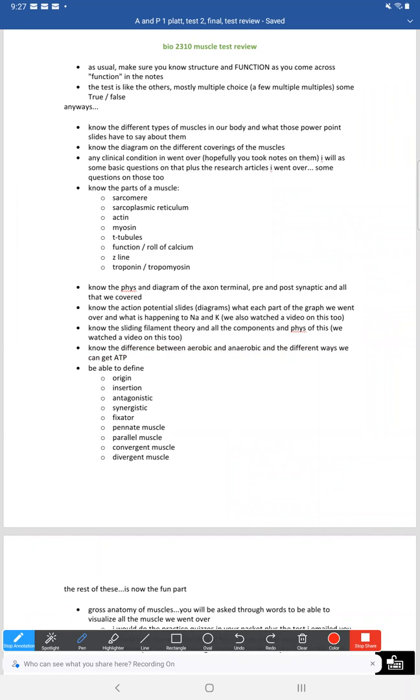Okay, be able to define origin, insertion, antagonistic, synergistic, fixator, and what a pinnate, parallel, converged, divergent muscle is. Some of these will just have to get a visual, so look up what a pinnate muscle is. Those are basically the shapes of the muscle, and the shape of the muscle is going to help dictate the movement and how powerful or not powerful the muscle is.